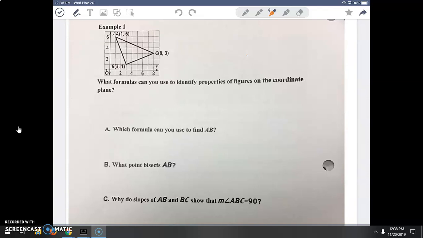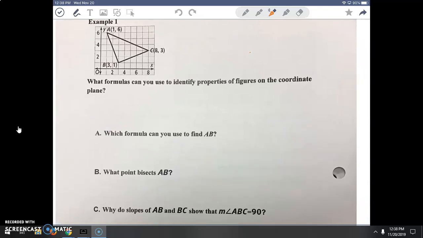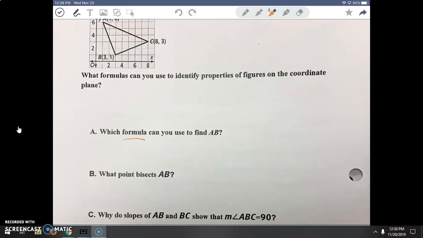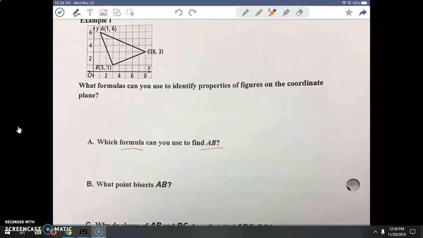Microphone is on. Good. So the first question is really just a general question. The A, B, C, and D is coming from the first question. So we'll just skip on down to A. A says, which formula can we use to find AB? When it says to find AB, it wants to know how long it is. And if you're looking for how long something is, you need to use the distance formula.